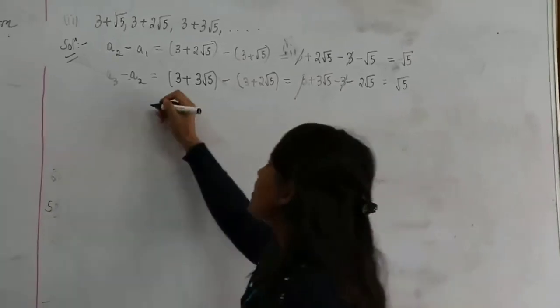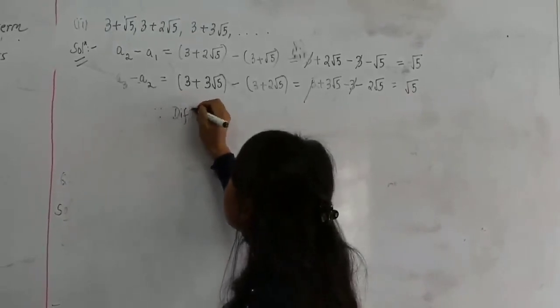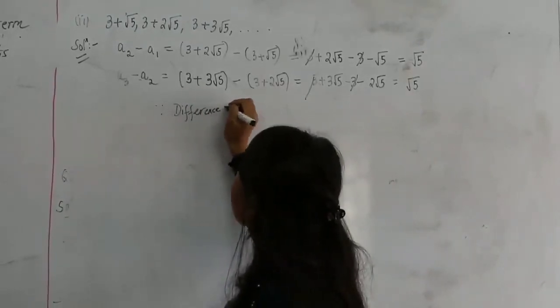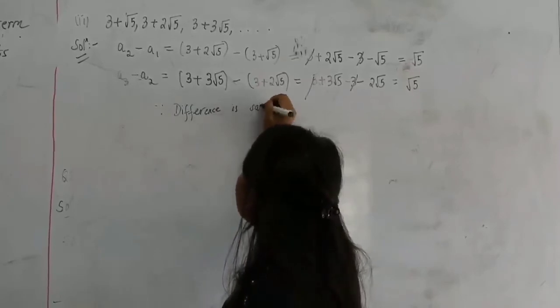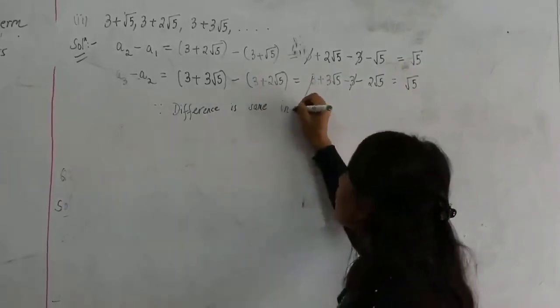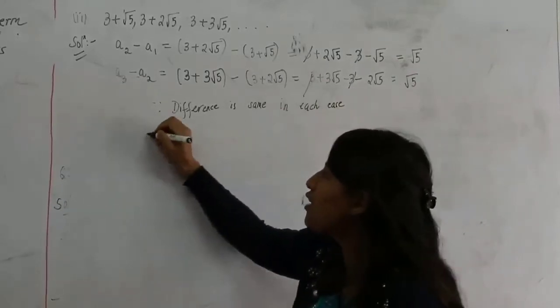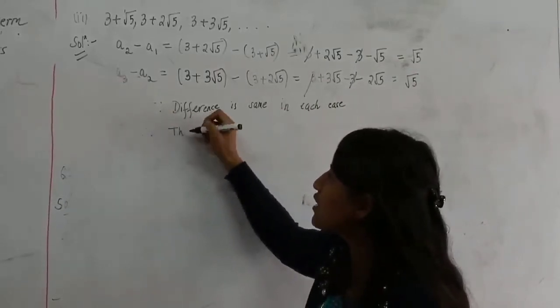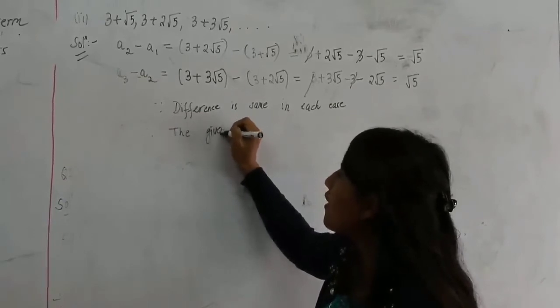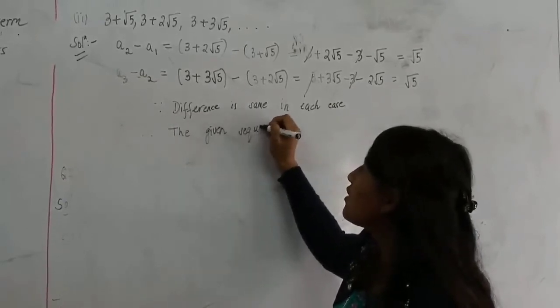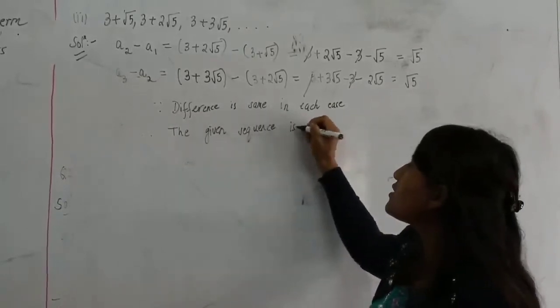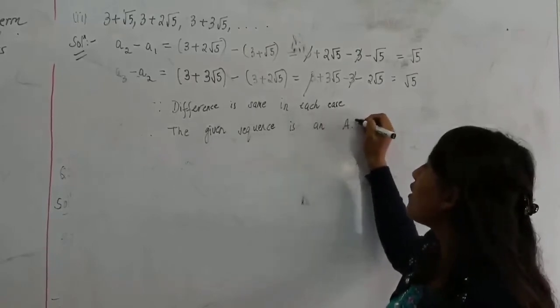Okay, so since the difference is the same in each case, therefore, the given sequence is an AP.